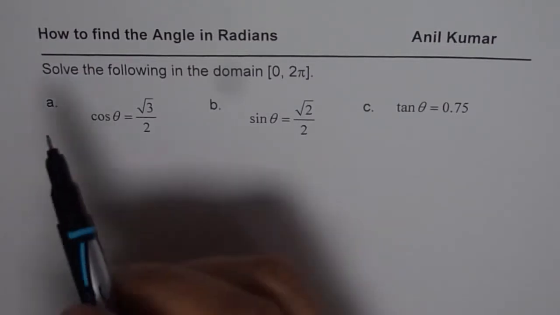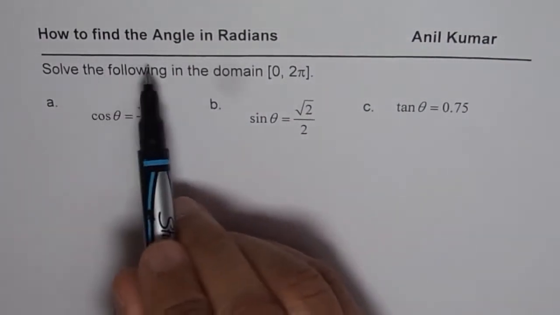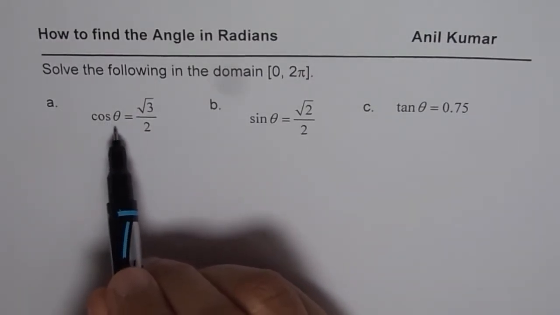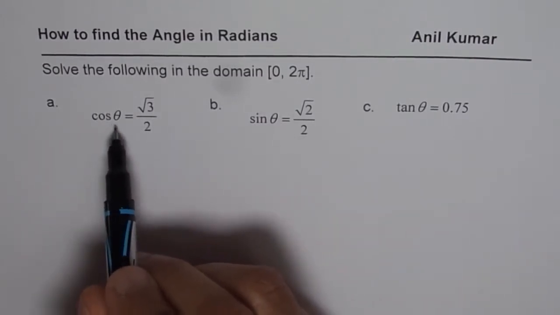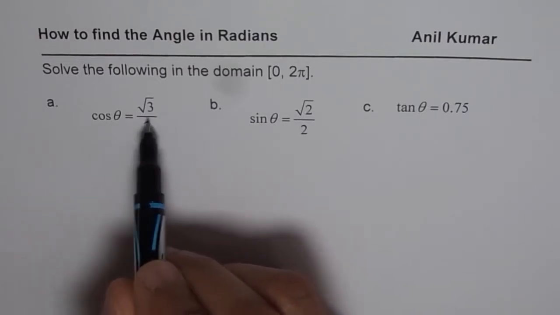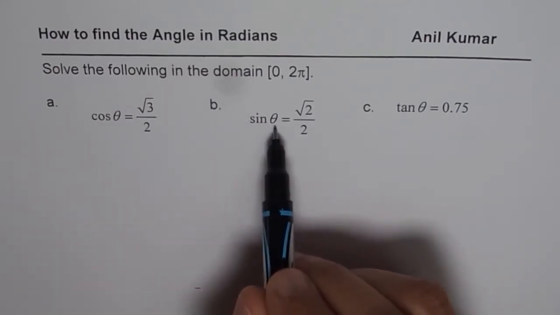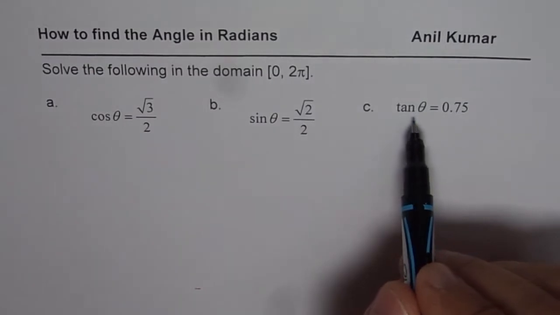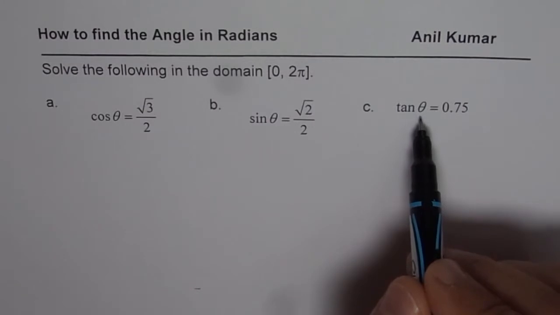If the question is "solve the following in the domain 0 to 2 pi," solve really means you have to solve an equation as given. Find the value of angle, which in this case is theta in my example. So you need to find the value of theta which will make cosine theta equal to square root 3 over 2 for example 1. In example 2, you need to find theta where sine theta is square root 2 over 2. And in example 3, tan theta should be equal to 0.75. You need to find all the valid values of theta.